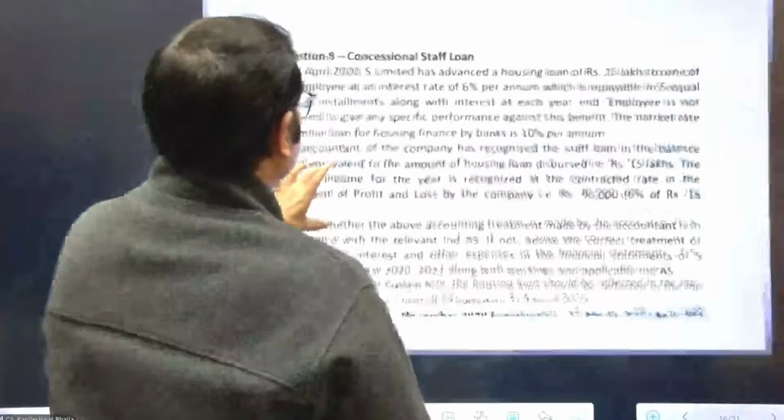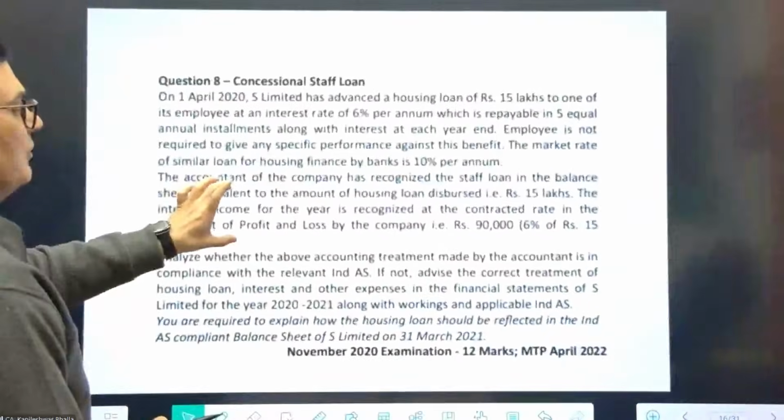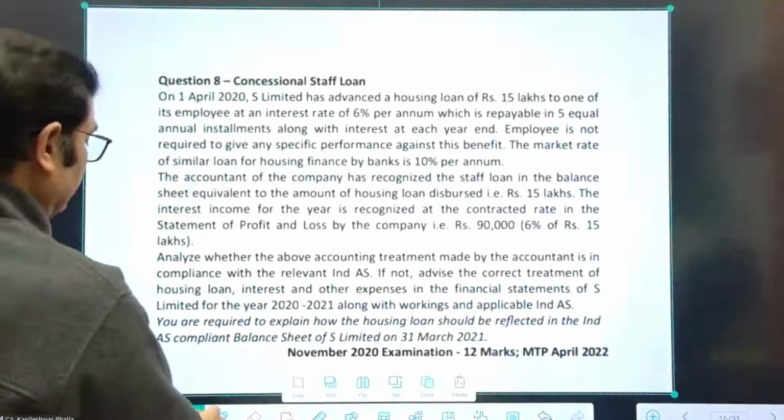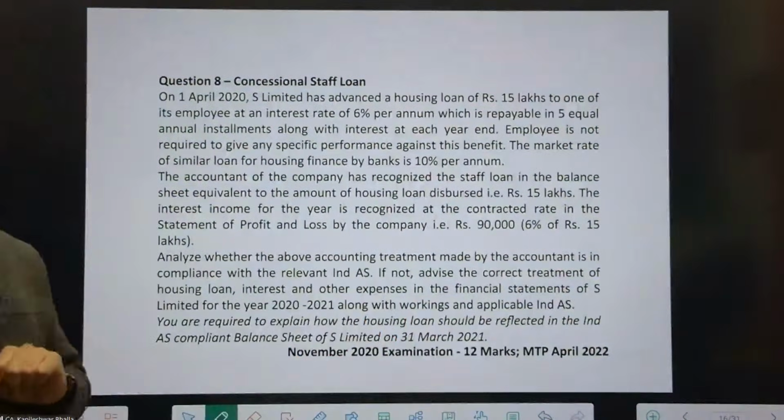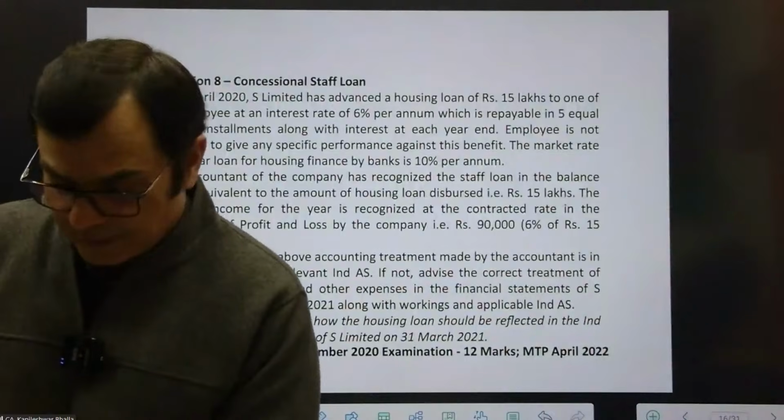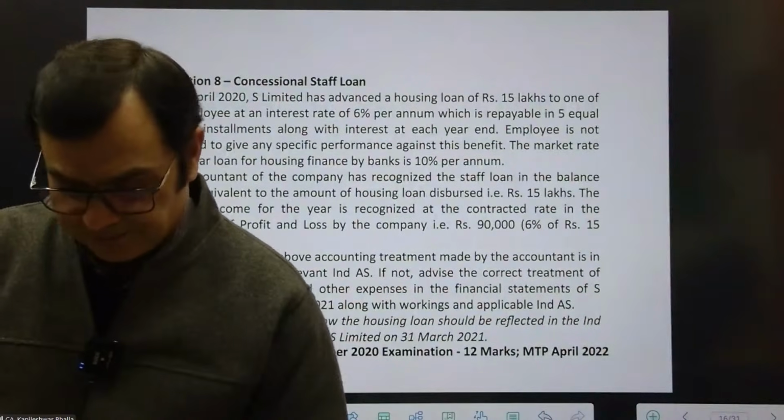So let's first take a question on a staff loan. That is one of the questions in the exam. Let's have a look. It's a November 2020 examination question, which came for 12 marks in the exam. So let's read the inputs in this case.